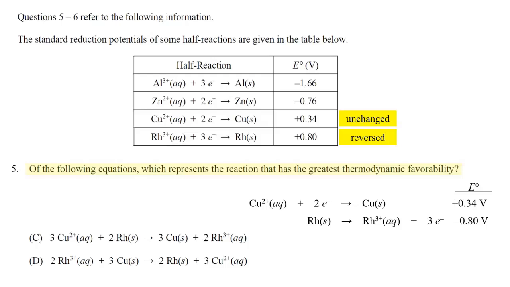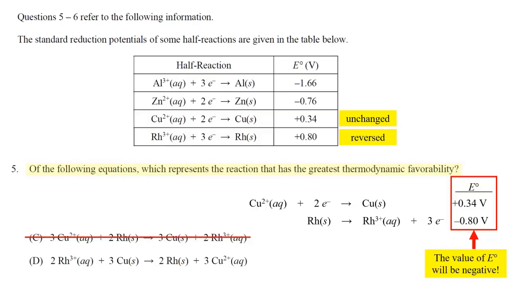But I can tell this cannot be the correct answer, since if I combine a positive 0.34 with a negative 0.80, this would give me a negative cell potential for the overall reaction. So I can eliminate choice C with copper ions on the left and rhodium ions on the right, because that cell potential would be negative, and that would not be thermodynamically favorable.